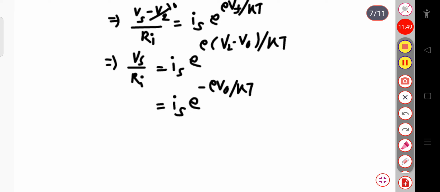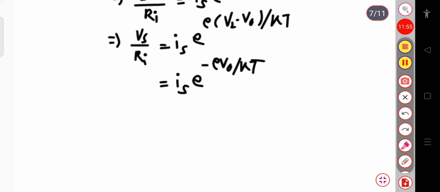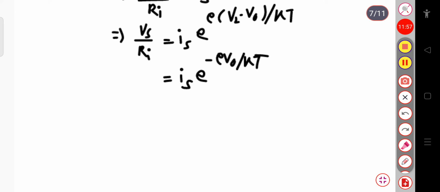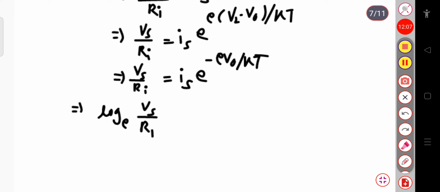Or again, if I take the logarithm of both sides of the equation, then we can write log base e of Vs divided by Ri is equal to log base e of Is exponential minus eVo divided by Kt.